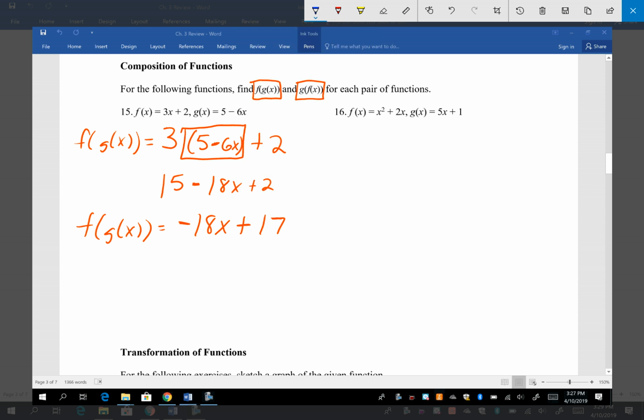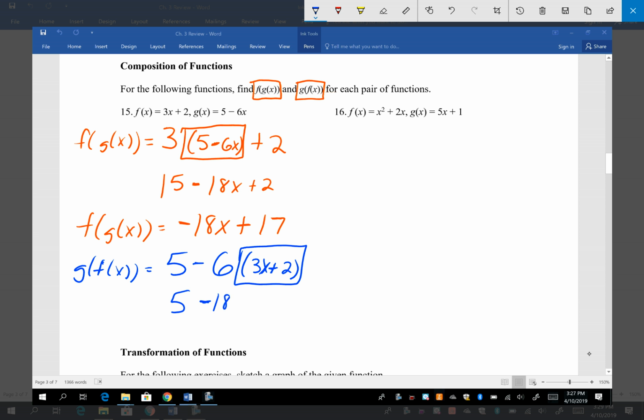Okay, let's do the other one, which is g of f of x. So I'm going to write down the g of x function, 5 minus 6x, but put a big box instead of x, and replace that with 3x plus 2. If you distribute again, you get negative 18x minus 12. So what is g of f of x going to be? I heard minus 7. Why minus 7? Very good. So just be careful there. It's a little different than the previous one.